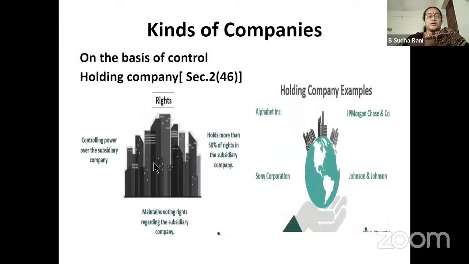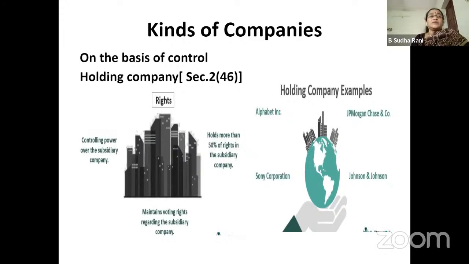Yes. Next one is companies classification based on control. We have 2 types of companies based on control: holding company and subsidiary company. Okay. What is holding company? A company which gets hold on other company by having more than 51% of shares in that company. Okay. So this holding company holds more than 50% of the shares, and so they get the voting rights and they can participate in the meetings.